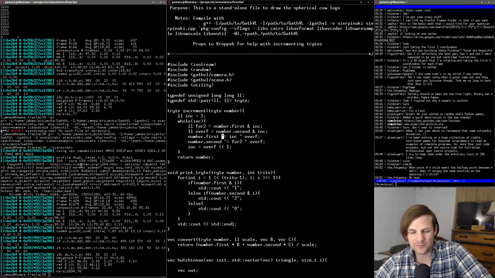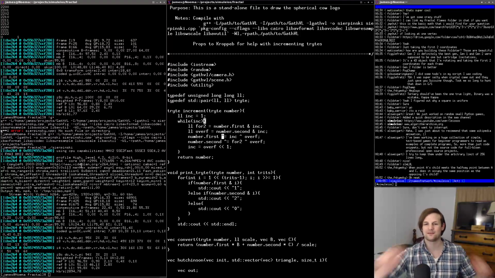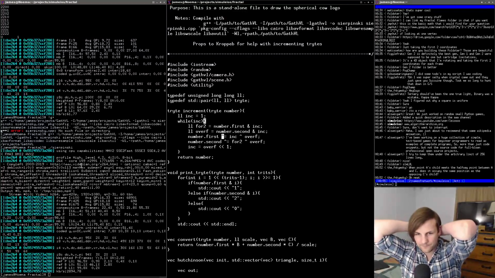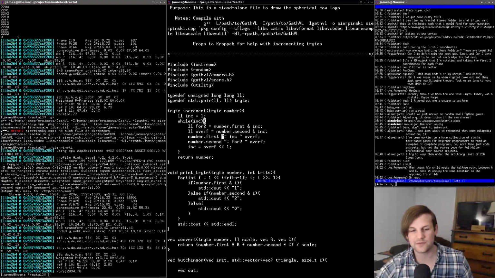And then afterwards we bit shift the overflow. Okay, and let me see. So I think this just increments, and then this guy down here prints the trit. So what are we saying here?